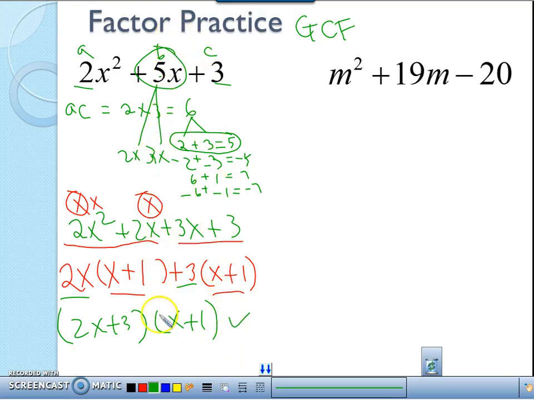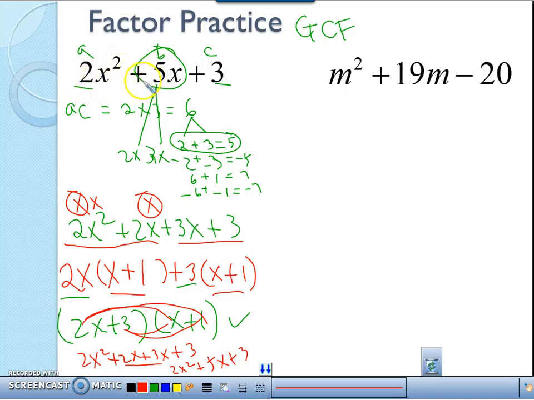So if I actually do the FOIL, 2x times x is 2x squared. 2x times 1 is plus 2x. And then I'm going to do the distributive property like that. 3 times x is 3x. So what I'm doing is FOIL. 3 times 1 is 3. And right here, 2x plus 3x is 5x. So this is 2x squared plus 5x plus 3, which is what we have on top. So your answer is 2x plus 3 times x plus 1. You factored. So we're just going backwards. We used to do this with the box method and go to trinomial; now we're going from trinomial to factors.